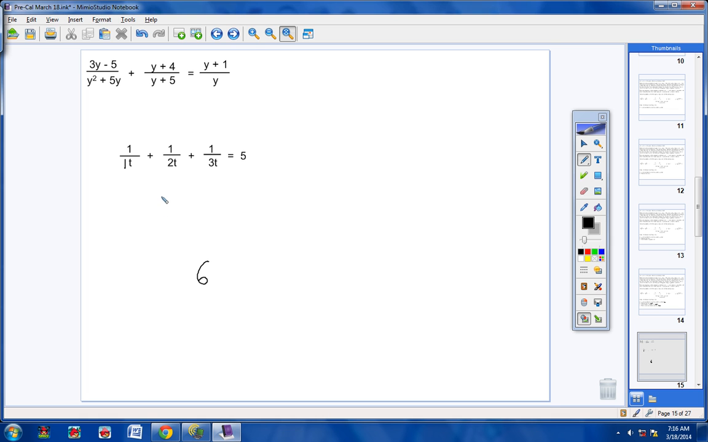Now, look at your t's. I have 1t here because the power is a 1. I have 1t here because the power is a 1. And I have 1t here. So which group has the most t's? Well, they all have 1. So I only need 1t for my common denominator. We've done this before when we were adding and subtracting rational expressions. A common denominator for these three denominators would be 6t. If you need to back the video up and watch that again, feel free to do that.